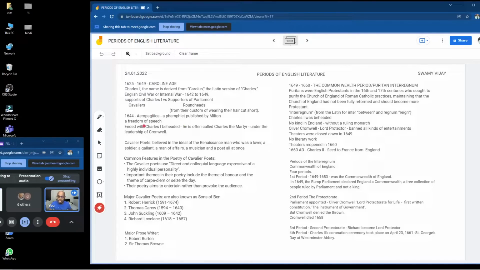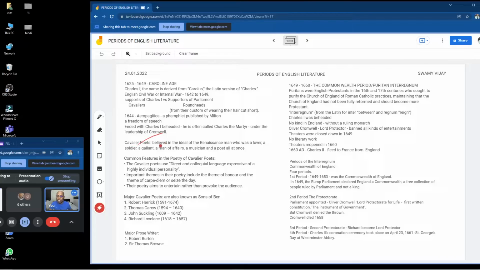Let us not discuss this thing because when we come to the Commonwealth period, I'll explain in detail. So this age, 1625 to 1649, the Caroline age, Charles the First was the king, and this age concluded with the beheading of Charles the First. And who are these Cavalier poets?